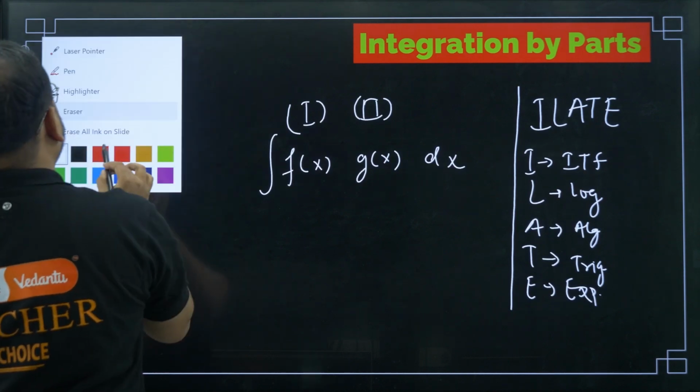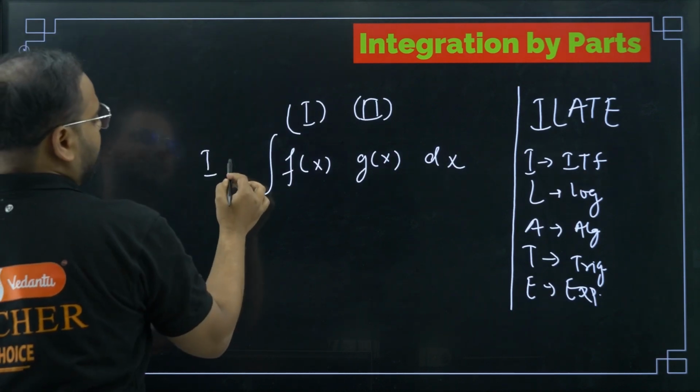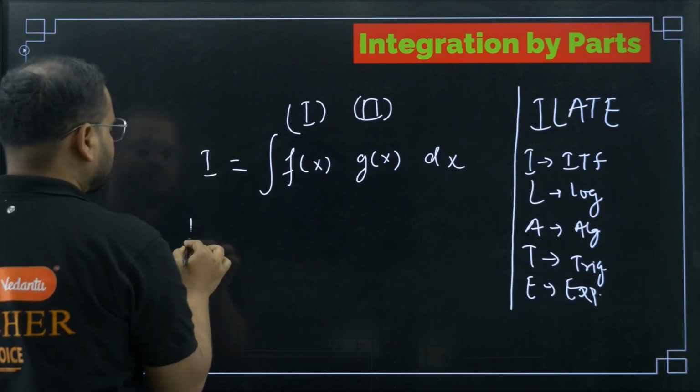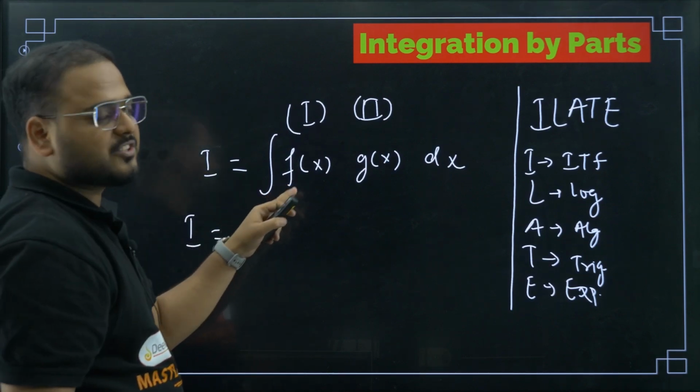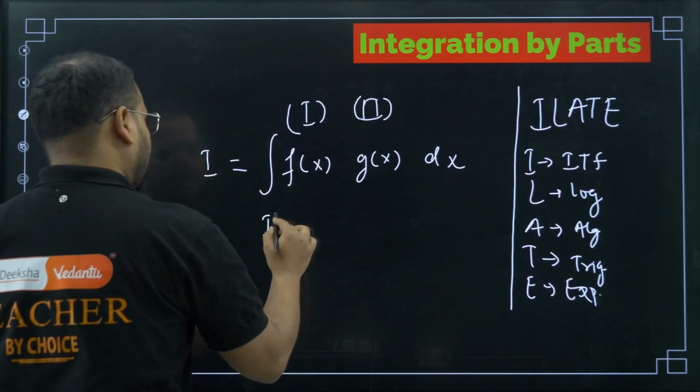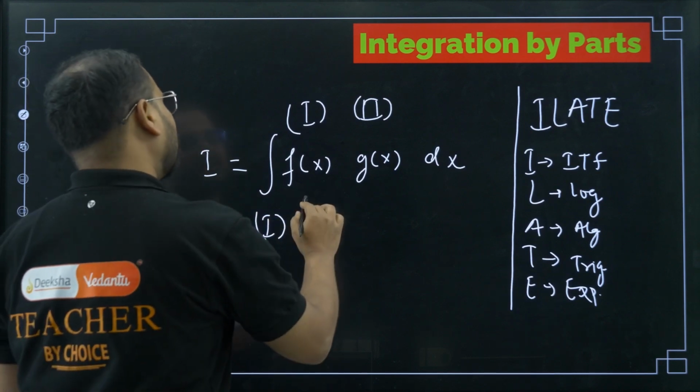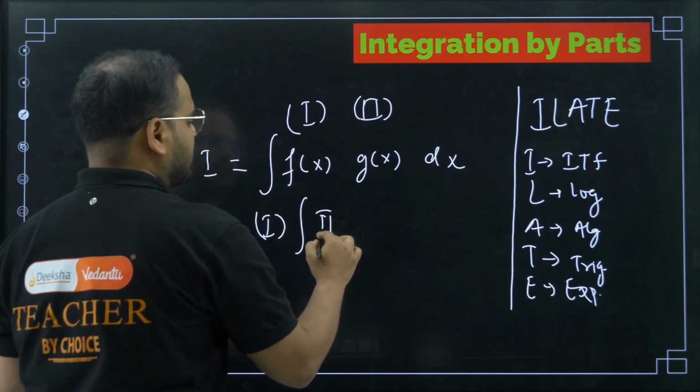If I write this integration with a variable I, then my integration will look like this. Please have a look. I'll keep the first function as it is, and I'll integrate the second function. That's the rule of integration by parts.